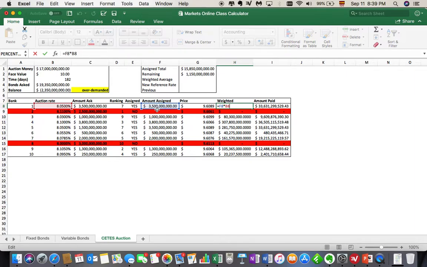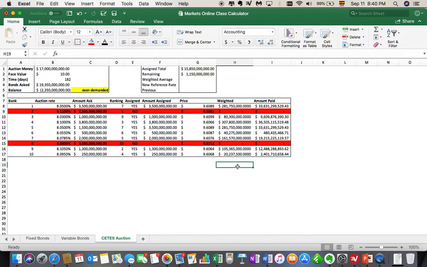All right, so we have this assigned rate. I'm going to multiply for each assigned bank, only the assigned banks. So we have the rate times the amount they were assigned, etc. Okay, we have now all these weights times the amounts they ask. Now, in order to get the weighted average, I'm going to use these multiplications and divide by the total assigned.